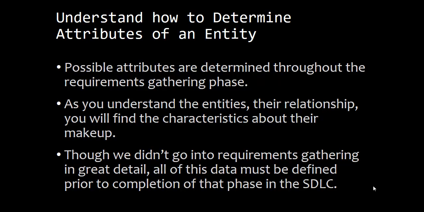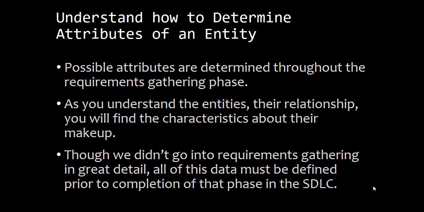So where do these things come from? How do we know what to put in there? Well, we don't just make them up. I mean, obviously we don't make them up. So possible attributes are determined throughout the requirements gathering phase. That's where, for the most part, they're all gathered. That's where we actually get all the information. As you understand the entities and their relationships, you will find the characteristics about their makeup. Usually this is done through, once again, all the interviewing and everything associated with it.